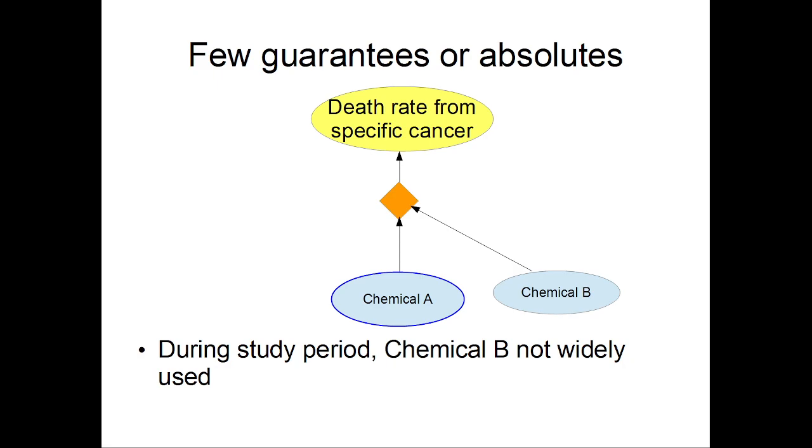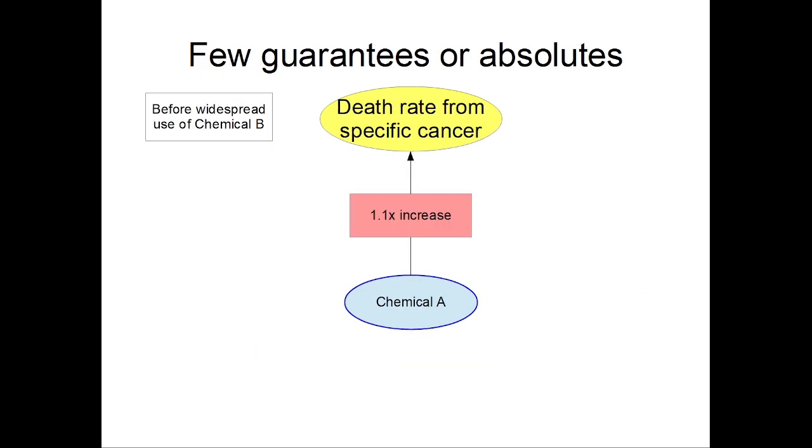So let's say during the initial study period, chemical B was something that wasn't widely used. Maybe it existed in a few people, but it wasn't common. And as a result, the study was accurate for the situation at the time, which is not many people had chemical B in their bodies, so there was only a very small increase in the rate of death from this specific cancer. So this is the original study situation.